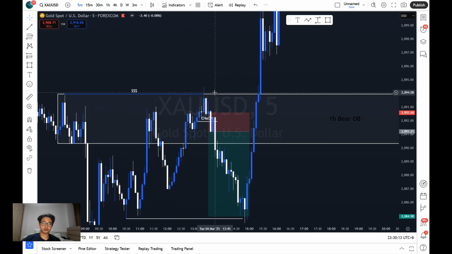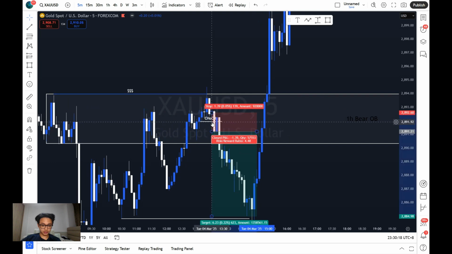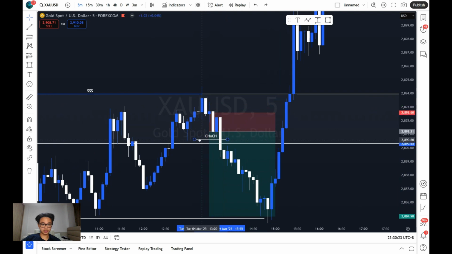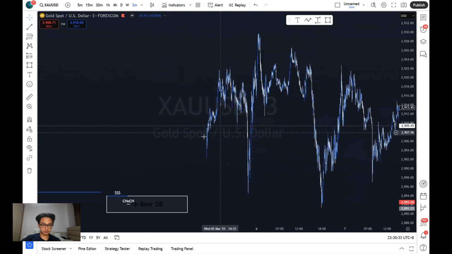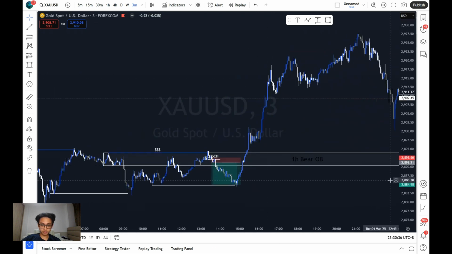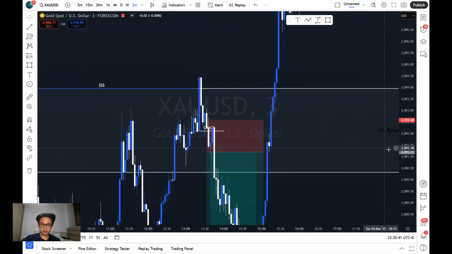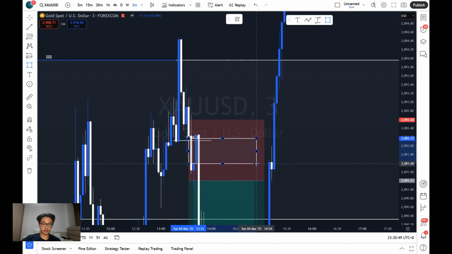So we look for change of character. Is there change of character here? I would say this could be the change of character or this. But I want the change of character to come with a fair value gap. So we head to the 3 minutes instead. On the 3 minutes, there's actually a 3 minute bearish fair value gap.